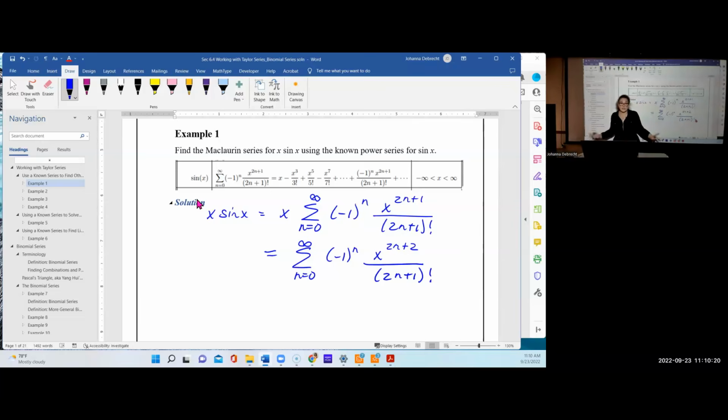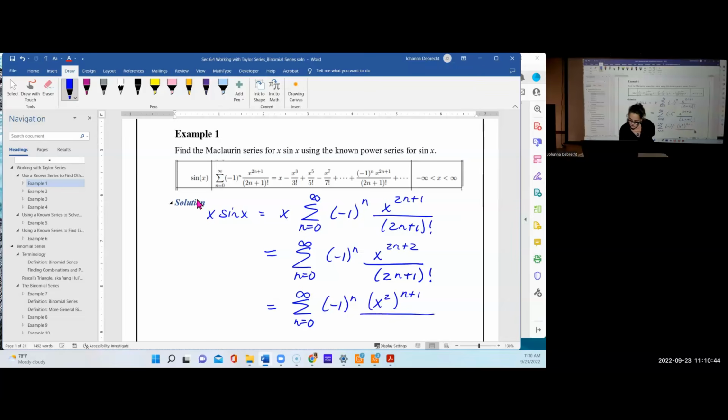Now, you could just leave it like this. This is a new Maclaurin series, but it's a Maclaurin series for x sine x. It's going to have the same interval of convergence that we see right there, but you could also, and sometimes it does come in handy, rewrite it in a slightly different form. I don't require my students to do this, but sometimes it is helpful.